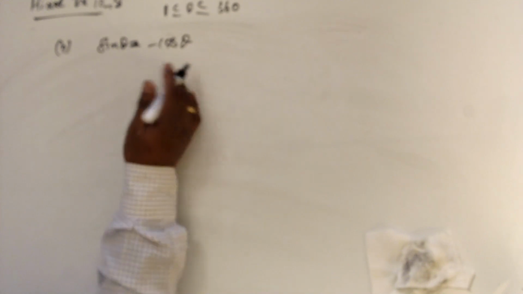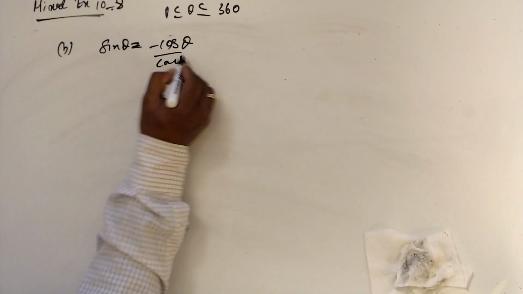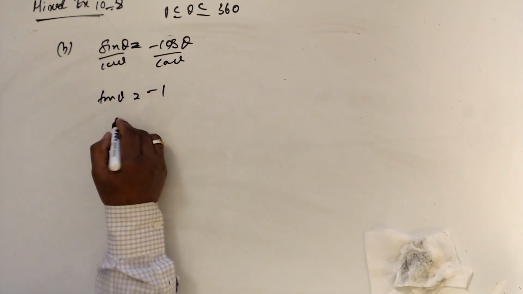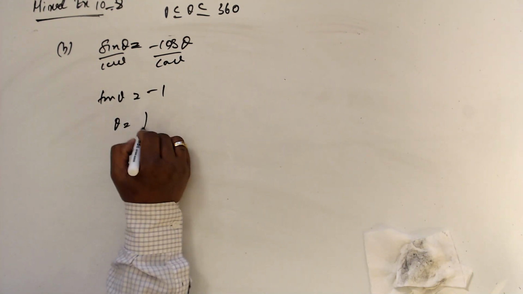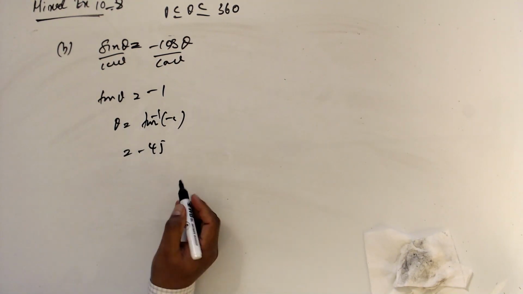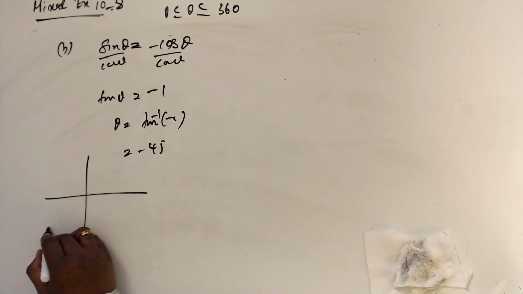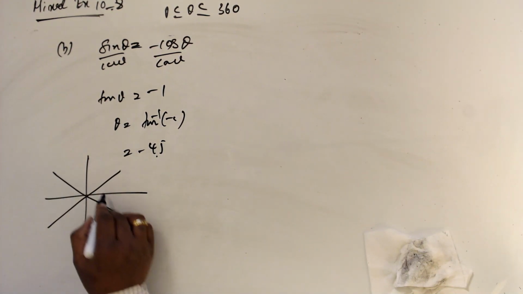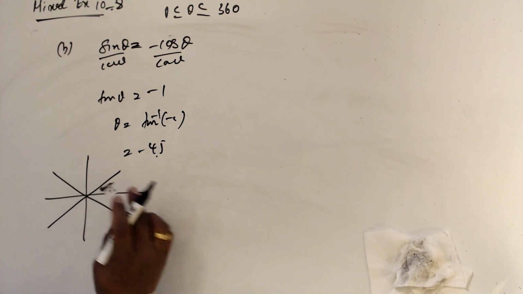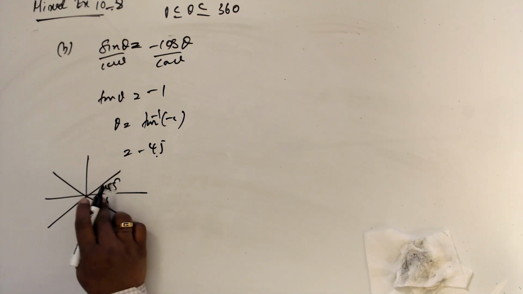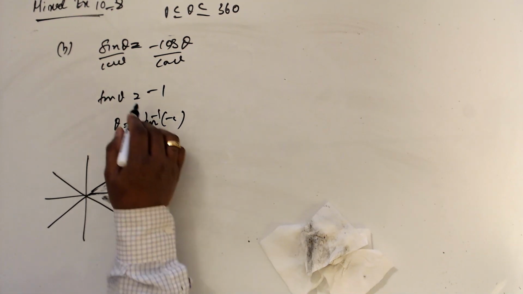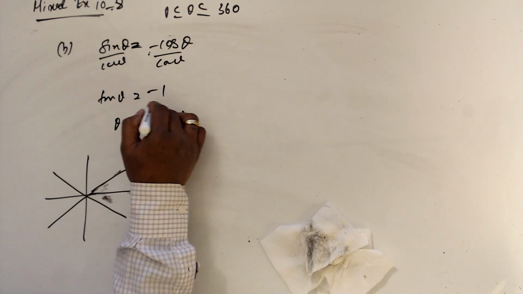Part B, divide both sides by cos theta. So this is going to be tan theta equal minus 1. So theta equal tan inverse minus 1. Answer is minus 45. So this is an acute angle. So 45. Okay, now before we write, tan is negative on which quadrant?